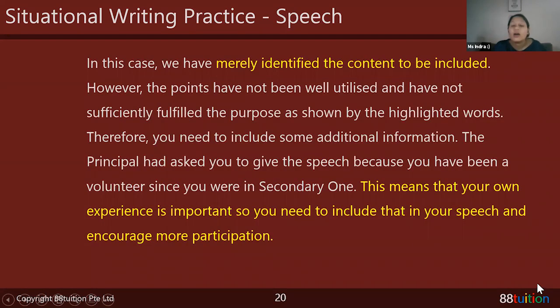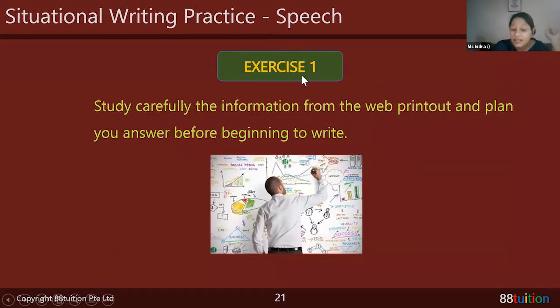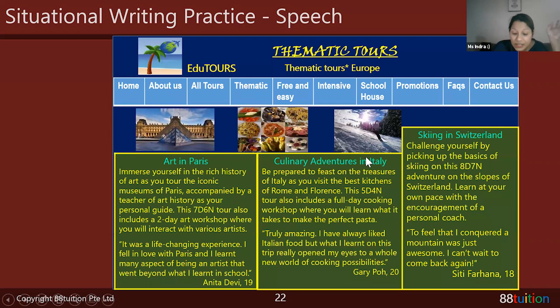Okay, now what you have actually written about basically is to identify the content that is to be included. But remember students, what we're going to be doing is we're going to touch on how to expand on what information has been given to us and make it a little bit more engaging such that it ties in with the task a little bit more. Okay, now let's have a look at this web printout and practice, okay?